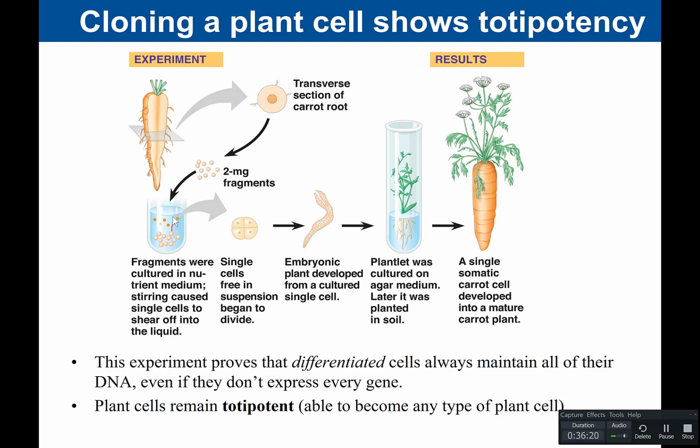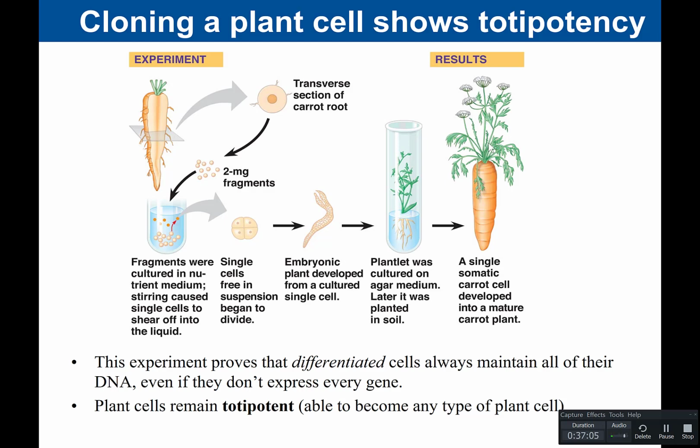Now, those single cells that were free in suspension began to divide. And eventually it led to this embryonic plant that was derived from a single cell. This plant could then be cultured on agar media and then later planted into soil. And what they found is that this one single cell that's found in the adult carrot still had the ability to go back, and it could give rise to all the different cell types in the plant, not just the carrot itself, but the leaves and the flowers and all the other parts.